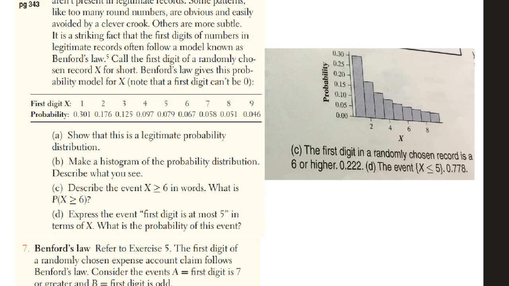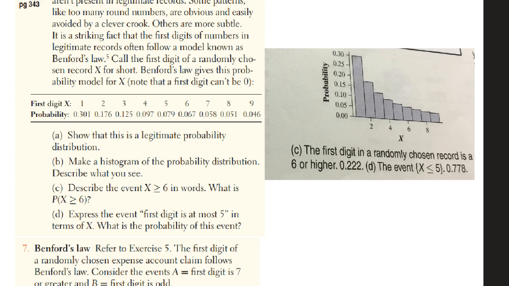Part A, I didn't put the answer. To show that something's a legitimate probability model, hopefully remember, we simply say all of these probabilities are less than 1, and they all sum to 1. Ta-da. And you could verify that by adding them up. Make a histogram. So here's the histogram, and we'd say it's skewed right. It looks to be centered around, I don't know, 4-ish, etc., etc. Mostly skewed right, most important thing there.